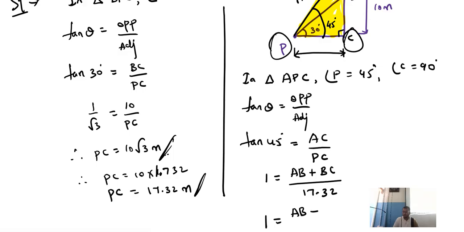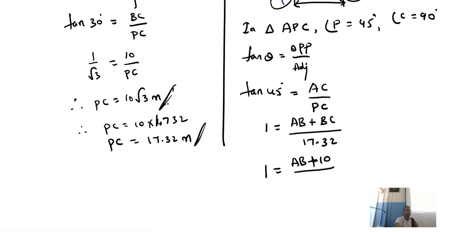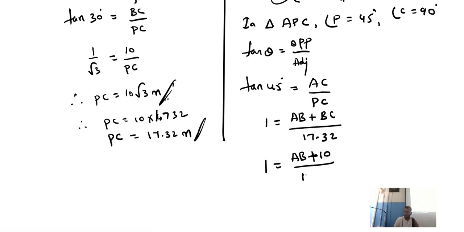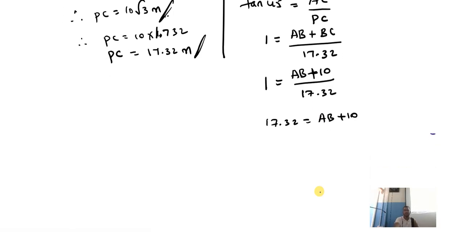AB value we don't know. BC value is 10, we know. Am I right? In the question they have given that BC is the height of the building, isn't it? Divided by 17.32. Now can we cross multiply here? So if you cross multiply, 17.32 into 1 is 17.32, that is equal to AB plus 10.